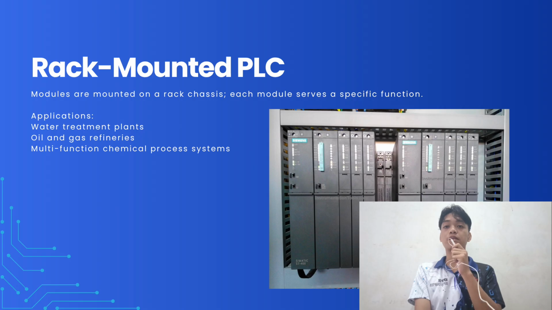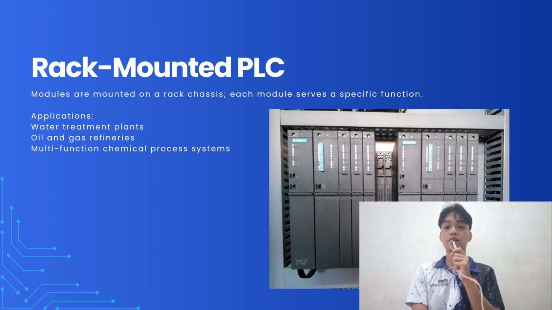Then we have the rack-mounted PLC. The rack-mounted PLC involves modules mounted on a rack chassis, with each module serving a specific function. The rack structure organizes the system efficiently and supports a large number of modules working together. This type is used in heavy continuous operations such as water treatment plants, oil or gas refineries, and chemical processing systems, where high reliability and advanced control are necessary.